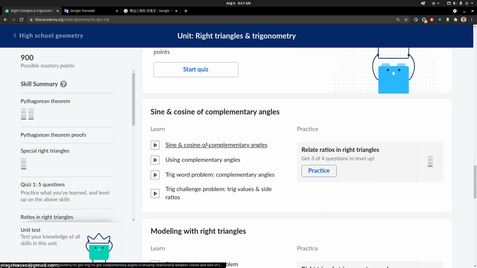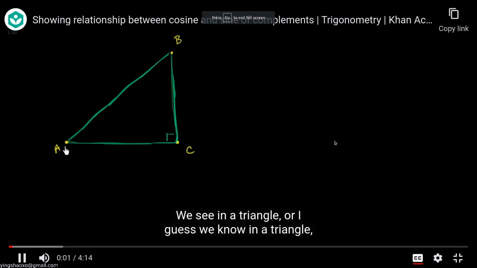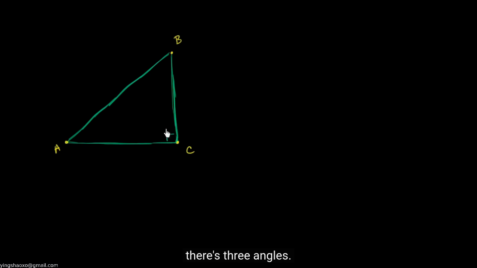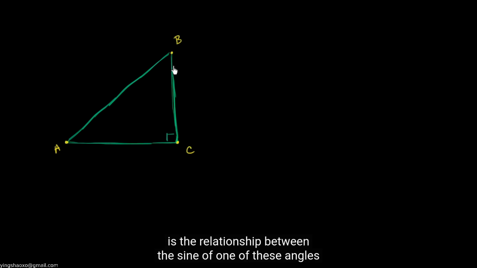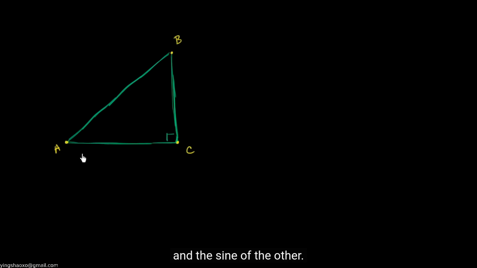I guess the most important one is for you to understand the sine and cosine concepts. We know in a triangle there are three angles. And if we're talking about a right triangle, like the one that I've drawn here, one of them is going to be a right angle. And so we have two other angles to deal with. What I want to explore in this video is the relationship between the sine of one of these angles and the cosine of the other, and the cosine of one of these angles and the sine of the other.